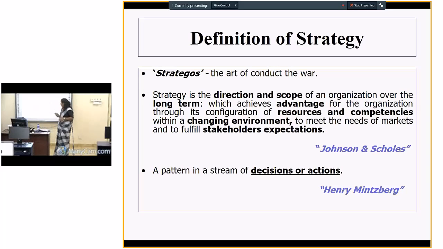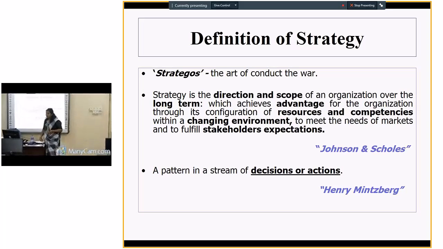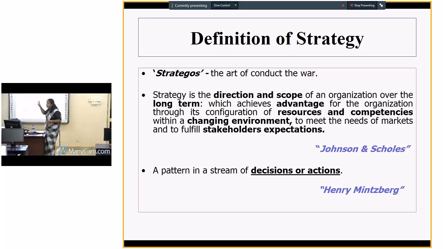And as I mentioned, it goes for the long term and also gives advantage for the organization. What do you mean by advantage here? Always when it comes to strategy, we need to beat the opponent. As I mentioned, it came across from the military period, and in that era also strategists practiced the art of conducting war. Therefore, we should have the techniques to beat the opponent.